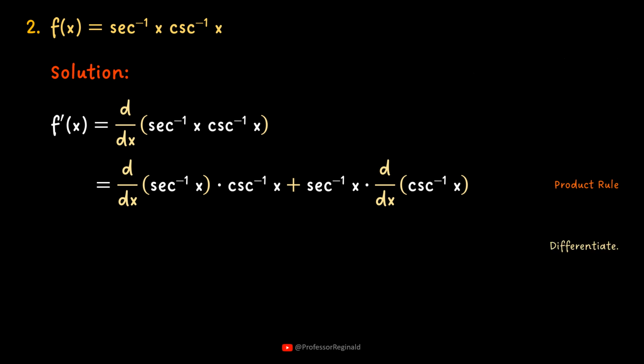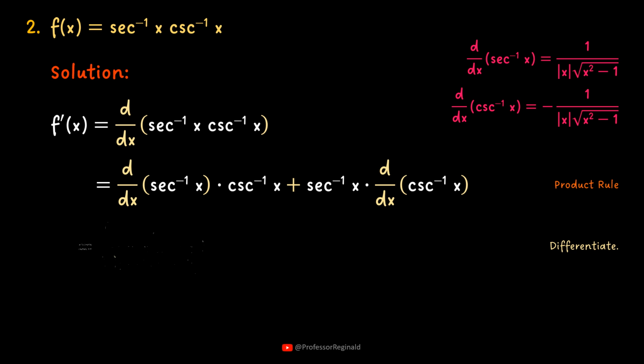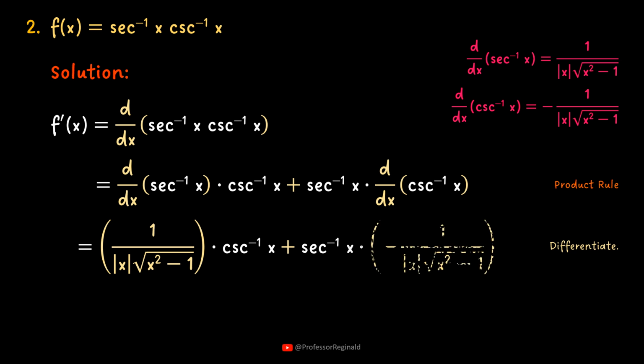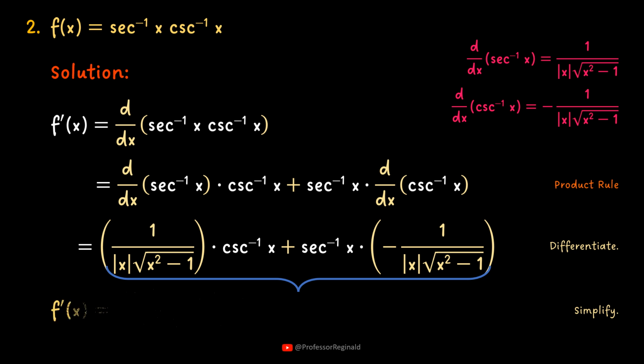Differentiate using inverse trigonometric function rules. Simplify the derivative. Combine these expressions. The expressions have the same denominators, hence this process is straightforward by combining the numerators. Consequently, f prime of x equals the inverse cosecant of x minus the inverse secant of x all over the absolute value of x times the square root of x squared minus 1.